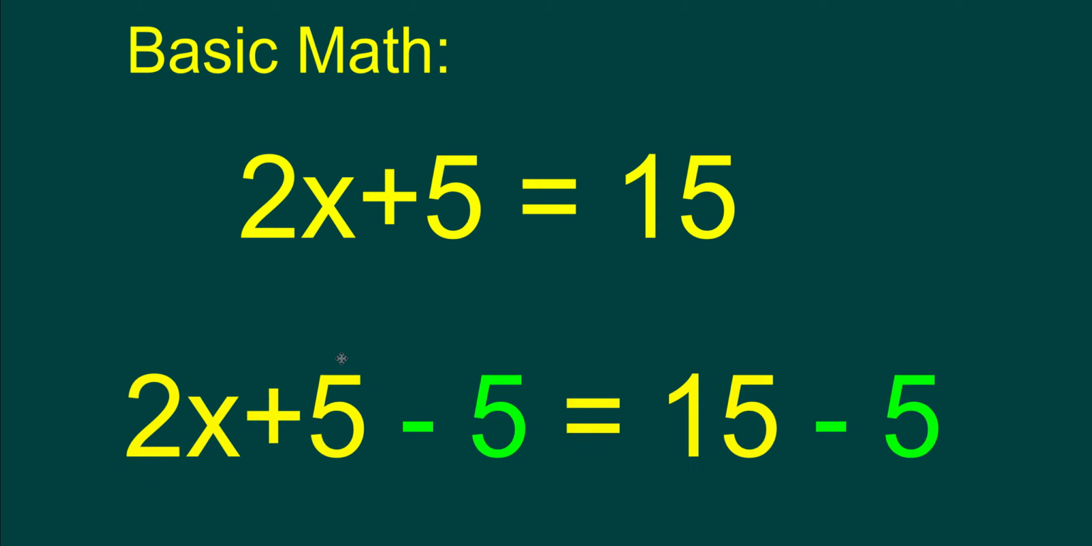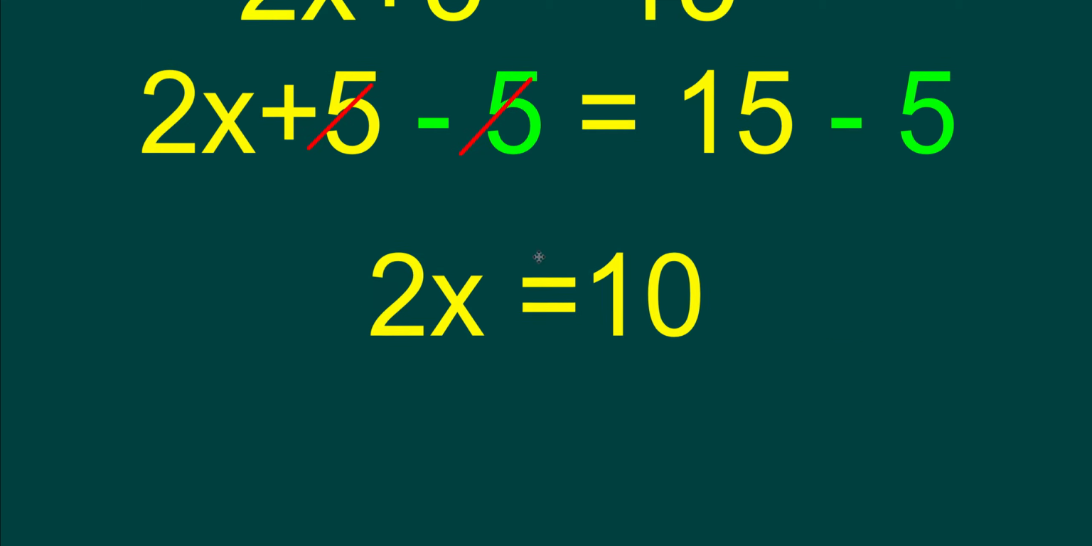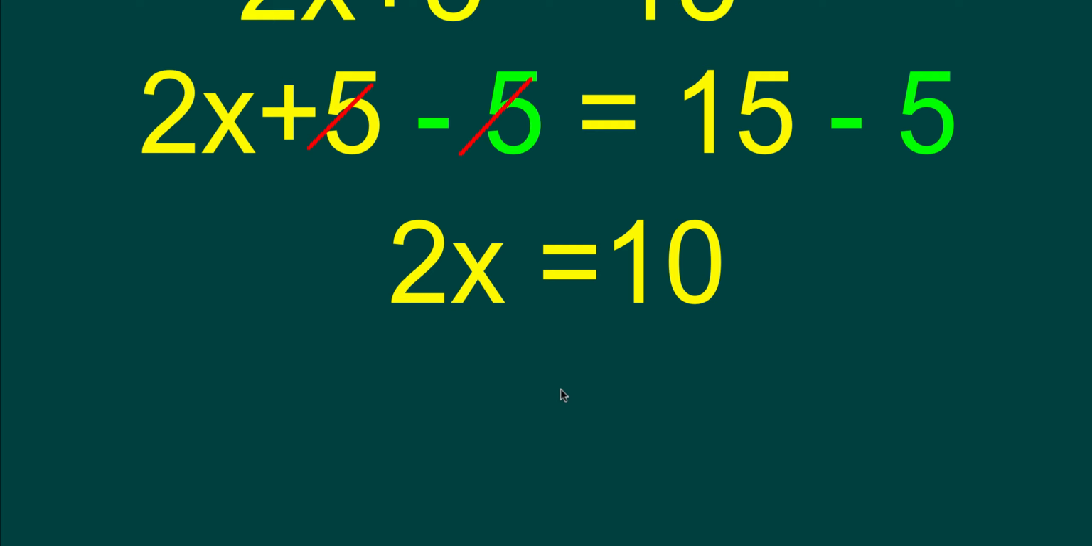This is just a standard procedure. What I've done is subtract a 5 from the left-hand side, which means I also have to do it to the right side. Whatever you do to the left, you have to do to the right. So we've got a plus 5 and a minus 5 on the left-hand side, and those go to 0. On the right-hand side, we have 15 minus 5. That leaves us with 2x equals 10.